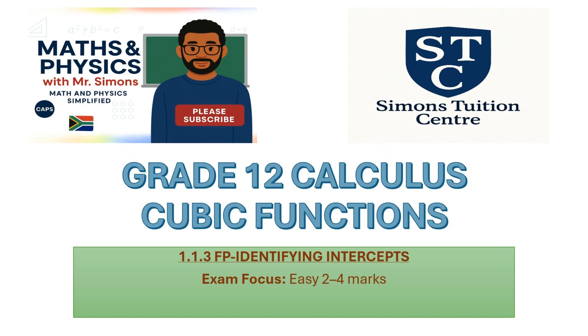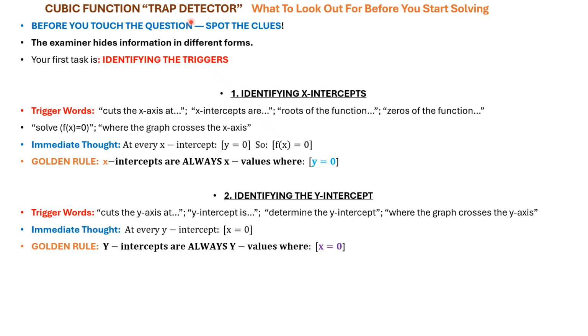All right. So my trap detector, we need to know what we're looking out for before we start solving. Number one, we have to spot clues and identify the triggers. For x-intercepts, trigger words would say cuts the x-axis at. X-intercepts are the roots of the function. When you say roots, we're talking of x-intercepts, zeros of the function, right? When you see these words, we want you to solve where f of x equals 0, meaning where y equals 0, where the graph crosses the x-axis.